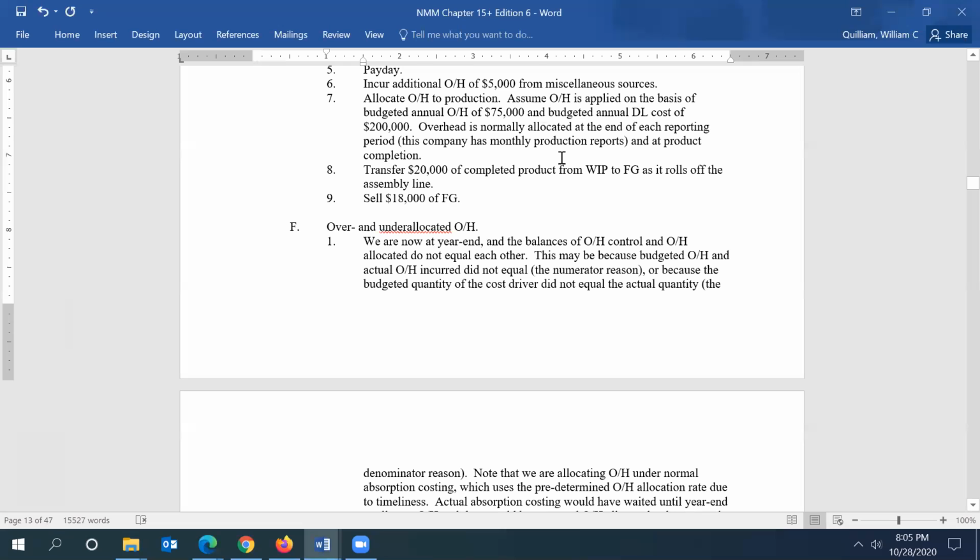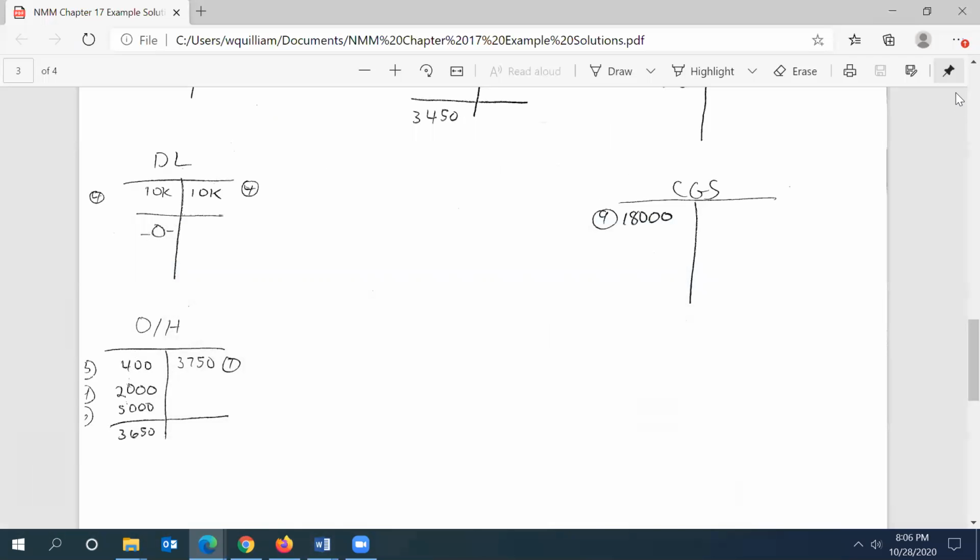Now in journal entry 7, we're going to allocate overhead to production. We'll assume the overhead is applied or allocated on the basis of budget annual overhead of $75,000 and budget annual direct labor cost of $200,000. Overhead is normally allocated at the end of each reporting period. This company has monthly production reports and a product completion. So let me show you what I'm going to do with that. First thing I'm going to do is to develop an overhead allocation rate.